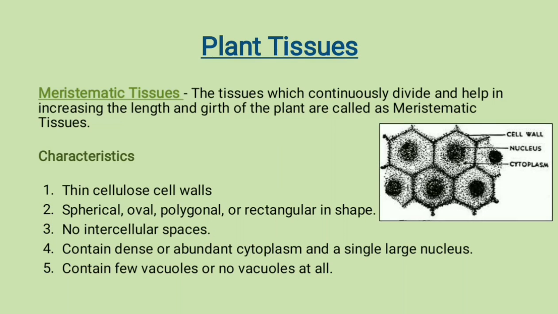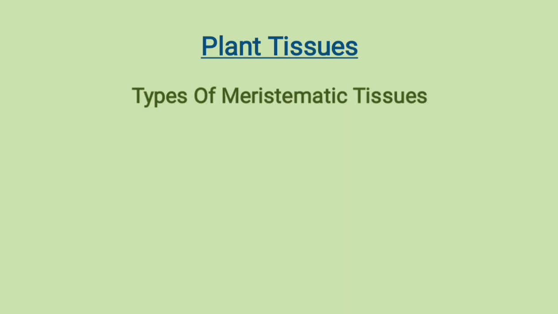As you can see in this picture, these cells are compactly arranged and no intercellular spaces are present between them. Each cell of meristematic tissue contains dense or abundant cytoplasm and a single large nucleus. So these are the few characteristics of meristematic tissues. Meristematic tissues are further classified into three types.